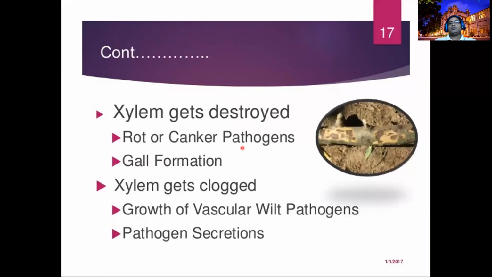Right? Get infected, so xylem destroyed. Some of the pathogens, for example, cankers, clog or destroy the xylem. Then leakage and other things will happen: loss of electrolytes, loss of vigor of your plant. That's when your plant will break down at that point.